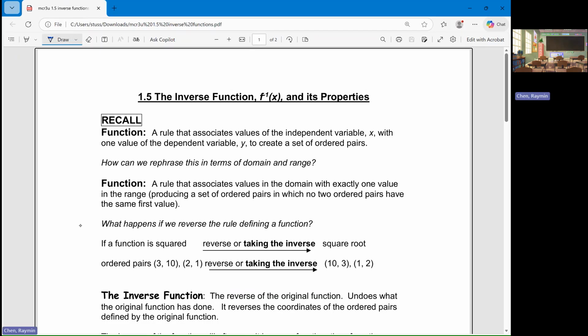So right here, to find the inverse: what happens if we reverse the rule defining a function? If a function is being squared, let's say x squared, the inverse is undoing that. So taking the inverse means to do the square root. For example, if we had this ordered pair of (3, 10) or (2, 1), to do the inverse, and now that you know the symbol is this, notice the x and y values switch.